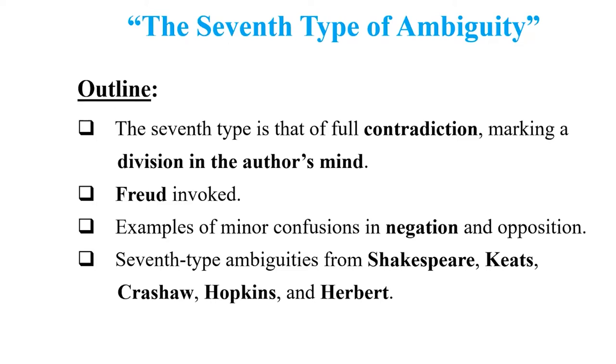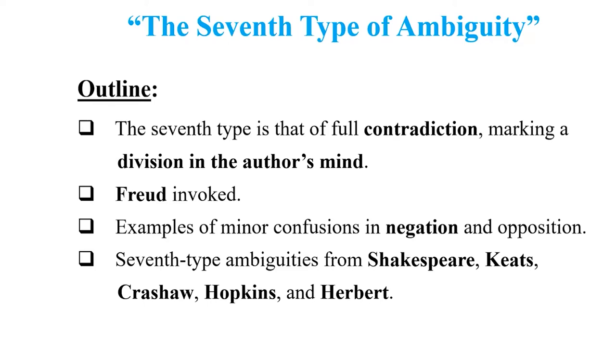It's not like the first type, where you can get several meanings from several angles. This is the seventh type and the last type. You get one meaning and you also get another meaning. That other meaning contradicts the first meaning, the opposite. So in the same work or the same line, it gives two contradictory meanings. That is the essence of the seventh type of ambiguity. And that shows there is a division in the author's mind. Maybe when he or she wrote that, maybe that is intended, we don't know.